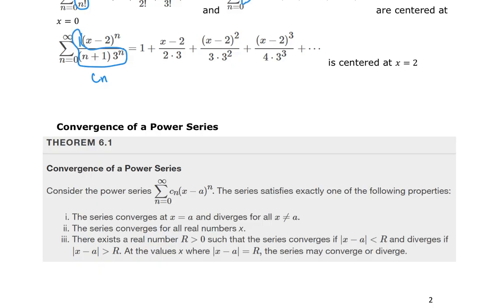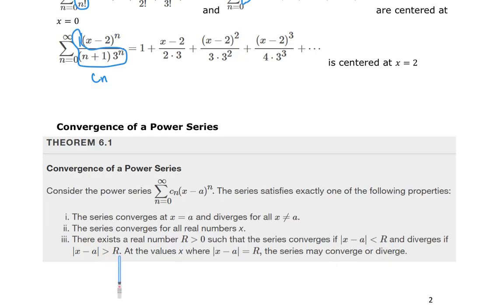Most power series, however, converge for more than one value of x. In that case, the power series either converges for all real numbers x or converges for all numbers x in a finite interval. So we consider this power series, the sum from n equals 0 to infinity. This is a theorem: the sum of c sub n times (x minus a) to the n is a series that satisfies exactly one of the following properties. It converges at x equals a and diverges everywhere else, so it converges only at its center. The series converges all the time no matter what we choose for x. Or there exists some number r such that the series converges when the absolute value of x minus a is less than r.